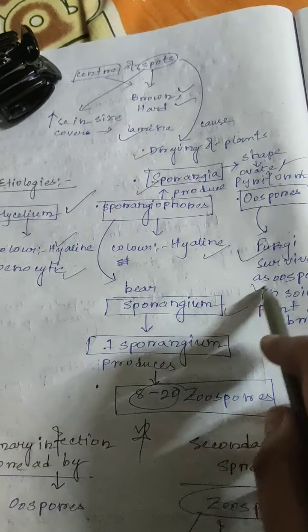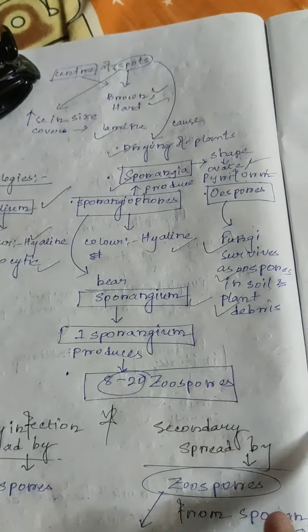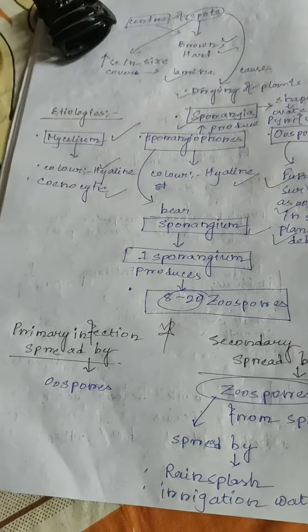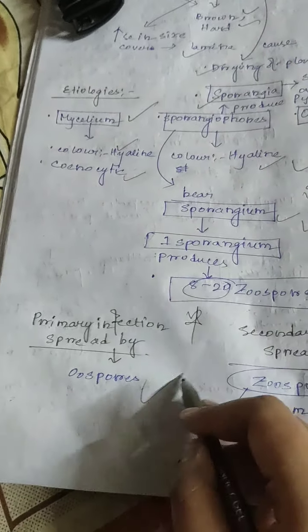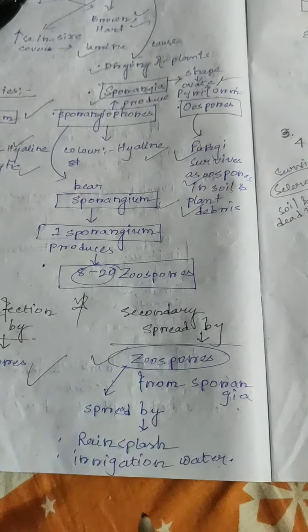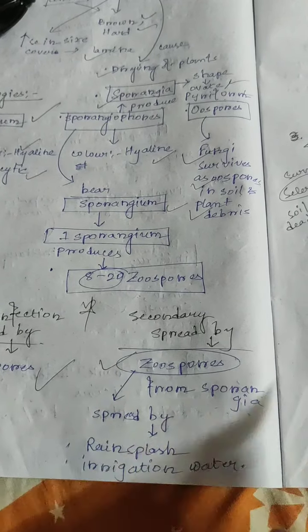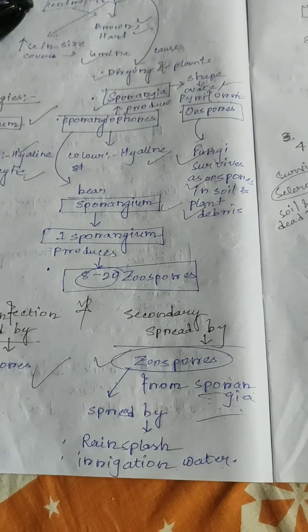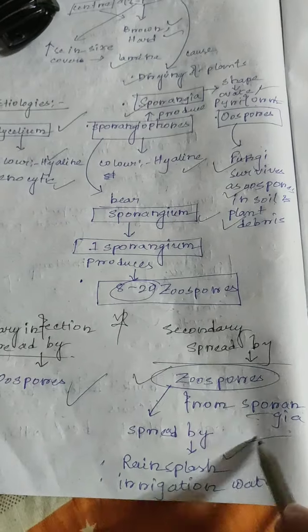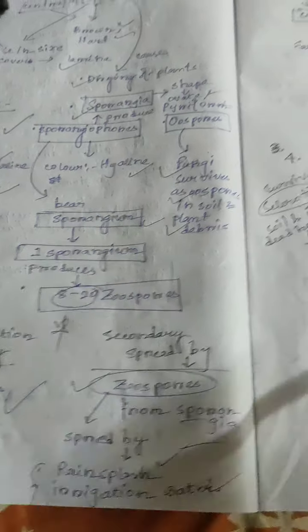The fungus survives as oospores in soil and plant debris. Primary infection spreads by the oospores and secondary spread by the zoospores. Zoospores are produced from the sporangia and are spread by rain splash and irrigation water.